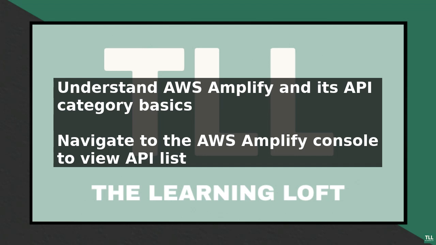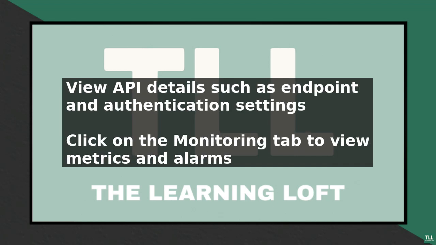First, navigate to the AWS Amplify console and select the API category from the left-hand menu. From here, you can view a list of all your APIs, including their names, descriptions, and creation dates. Click on an API to view its details, such as the API endpoint, authentication settings, and integration with other AWS services. To monitor your API, click on the Monitoring tab.